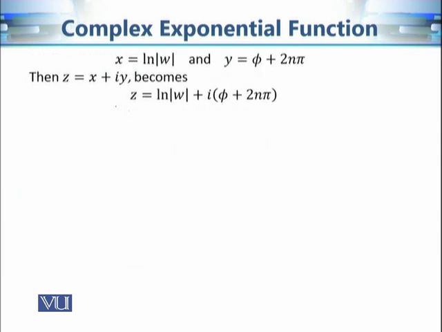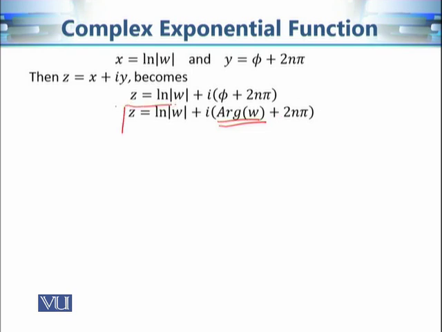So if z is equal to x plus iota y, then putting the value of x equal to log of modulus of w, and y equal to phi plus 2n pi, our expression for z becomes log of modulus of w plus iota times phi plus 2n pi. Moving on, if phi is the argument of w, the principal argument or the argument of w, then this expression becomes log of modulus of w plus iota times argument of w plus 2n pi.